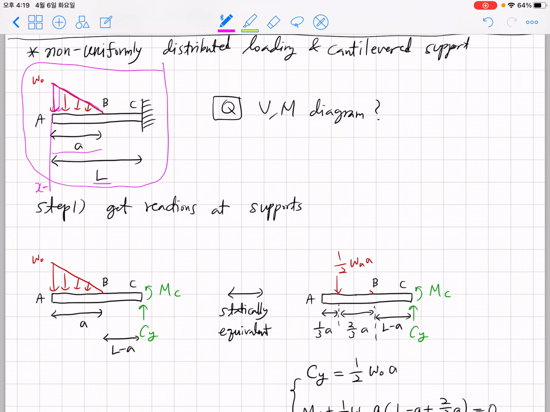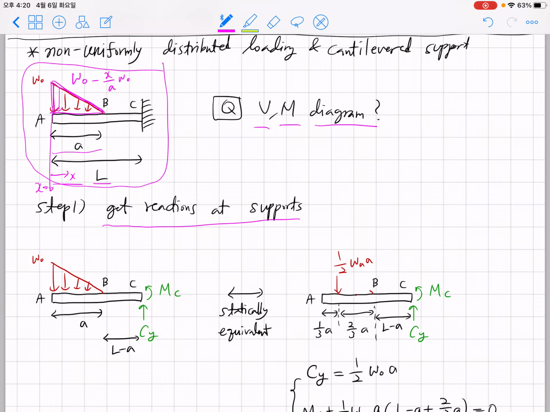Let's take this as x equals 0 and this as x. Then you can write this as w0 times (1 minus x over a). Then you can represent this distribution mathematically as a function of position from the left hand. Now this problem asks us what the shear force V and moment M diagram will be. It simply means that we want to obtain V as a function of x and M as a function of x. The first step is, of course, we have to solve the statics problem, I mean the general physics problem.